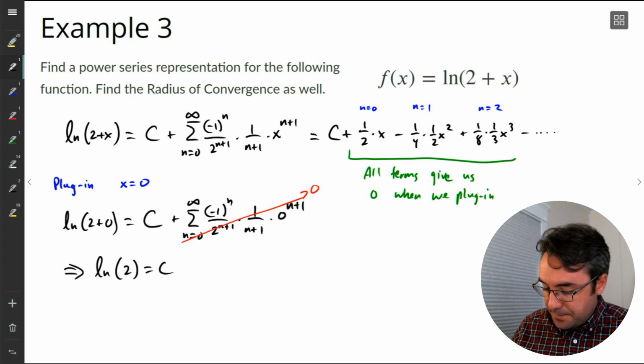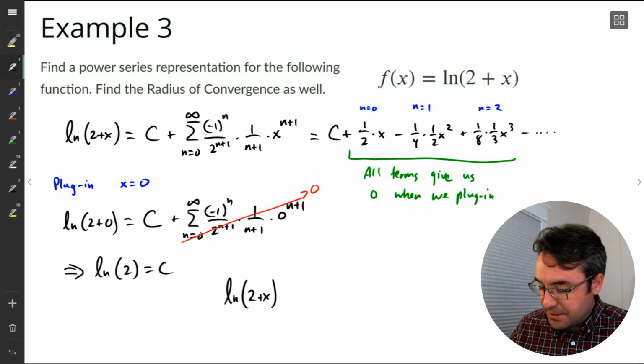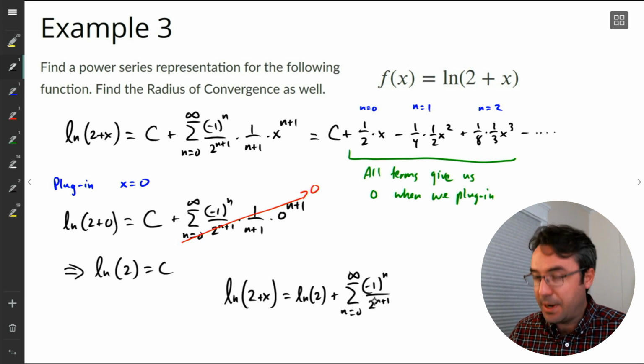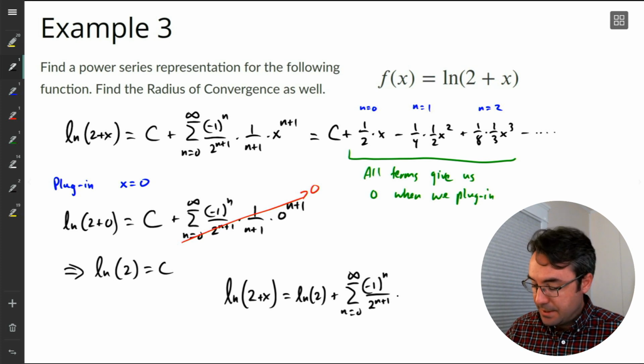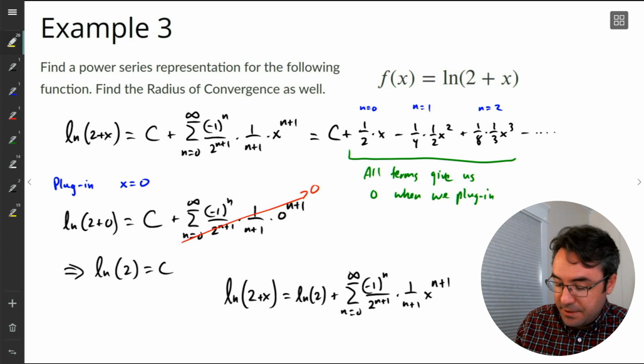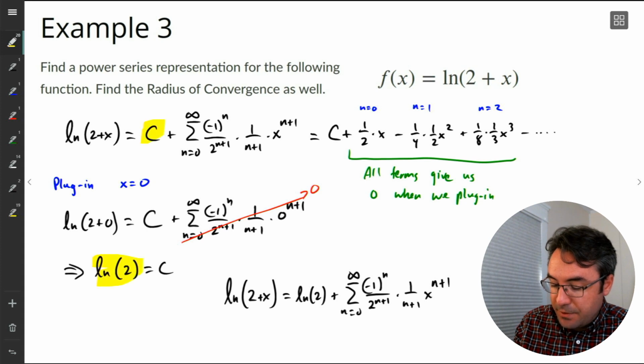So we can say the natural log of 2 plus x is equal to the natural log of 2 plus the sum from n equals 0 to infinity of negative 1 raised to the power n over 2 raised to the power n plus 1, times 1 over n plus 1, x raised to the n plus 1. So we've just essentially filled in this value for c.